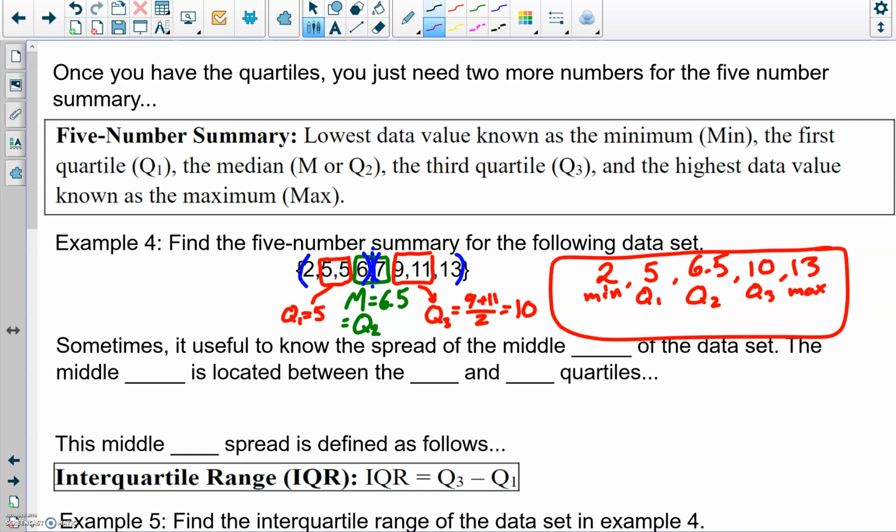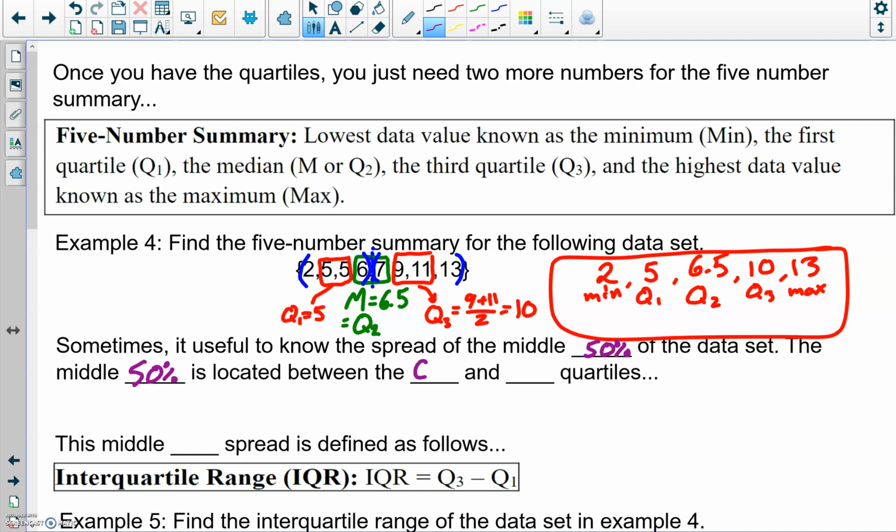All right. So sometimes it is useful to know the spread of the middle 50% of the data, because in the middle 50% you're getting away from the outliers that are on the ends. So it gives you a nice idea of how half the data set right there in the middle is spread out, and a good idea of typical values, how much they differ from each other.